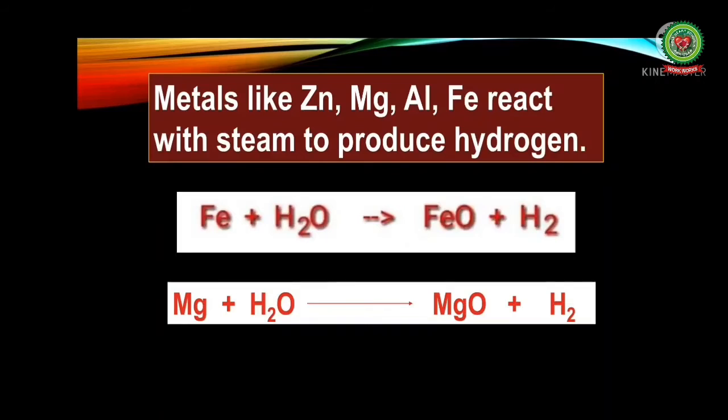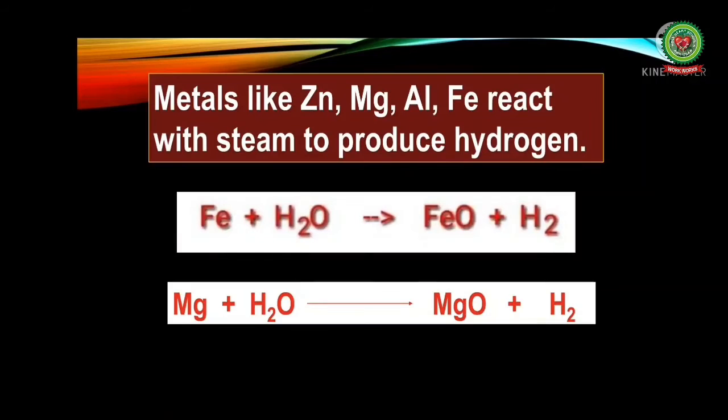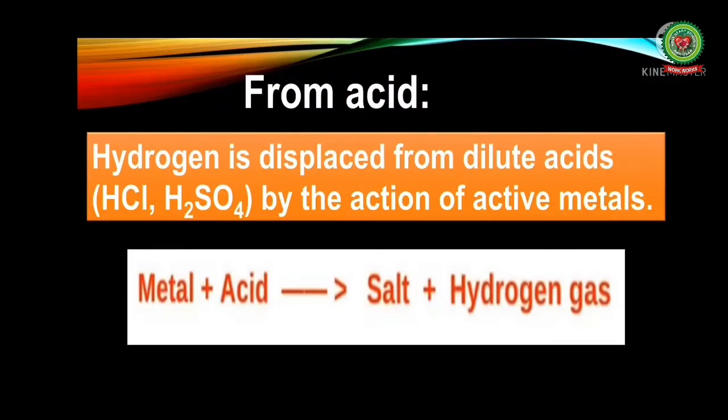For example, here iron reacts with steam to produce iron oxide and hydrogen gas. Similarly, magnesium reacts with steam to produce magnesium oxide and hydrogen gas. Hydrogen can also be prepared from acid.